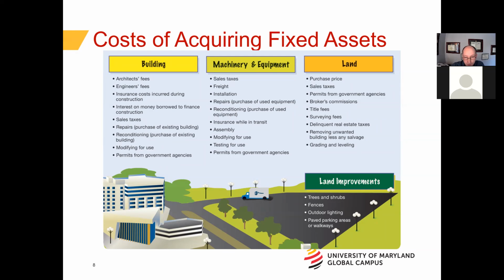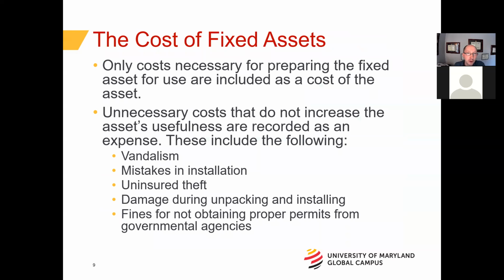For land improvements, the expenses associated with the acquisition of land and the improvement of that land would include things like trees, fencing, outdoor lighting, pavement for parking areas and walkways. So why are we talking about the cost of fixed assets, you might be asking? Cost of fixed assets are very important to account for in the purchase price and improvements on the balance sheet for proper valuation of that fixed asset.